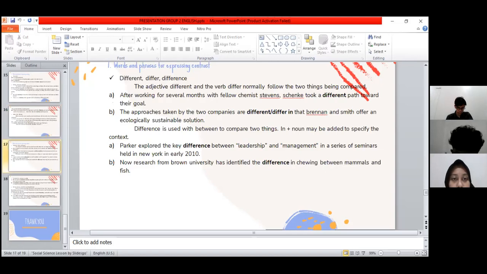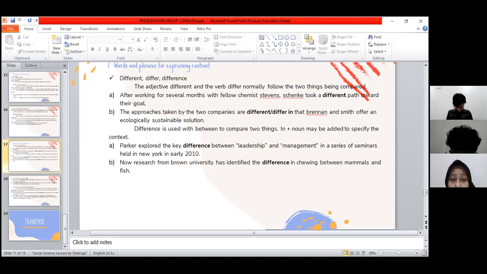Words and phrases for expressing contrast. The first is different, differ, and difference. The adjective different and the verb differ normally follow the two things being compared. The first, after working for several months with fellow chemist Evans, Sheng took a different path toward their goal. And second, the approach taken by the two companies differs in the.